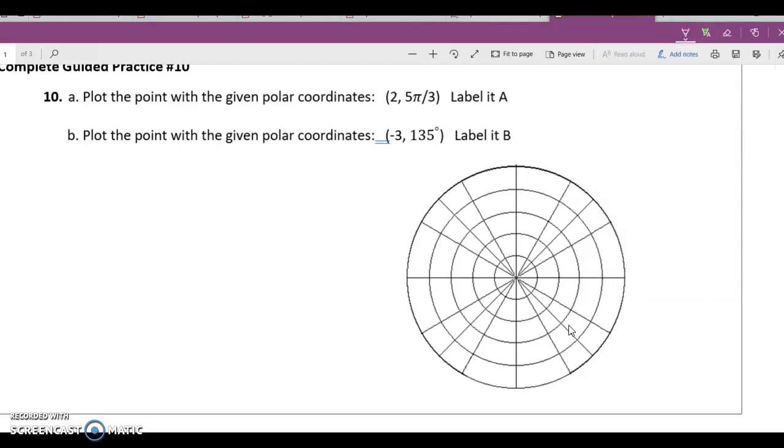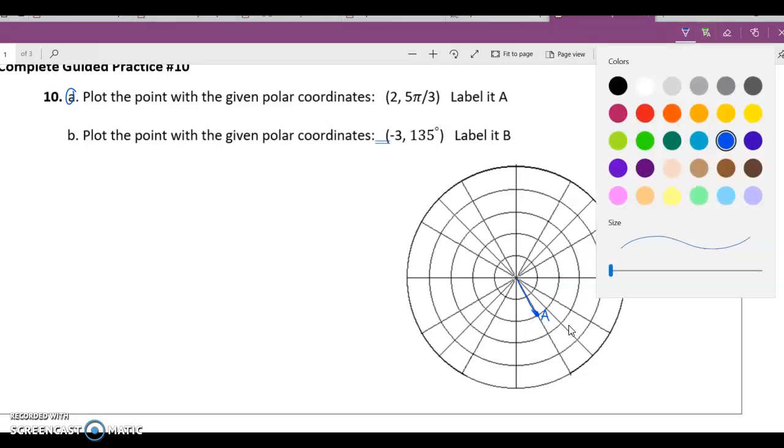Welcome back. For letter A, we want to plot the point with the given polar coordinates 2, 5 pi over 3. So starting here, we want to find our 5 pi over 3. So we know our pi over 3's. We have 1, 2, 3, 4, 5. So we know it's going to be on this line, and it has a radius of 2. So 1, 2. So right here is going to be your point A.